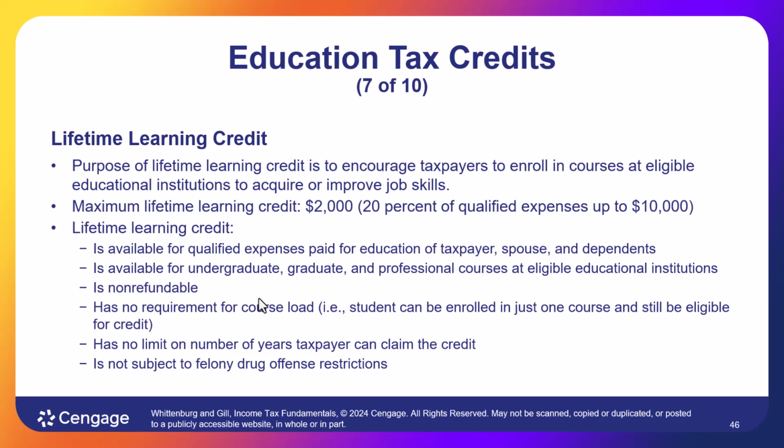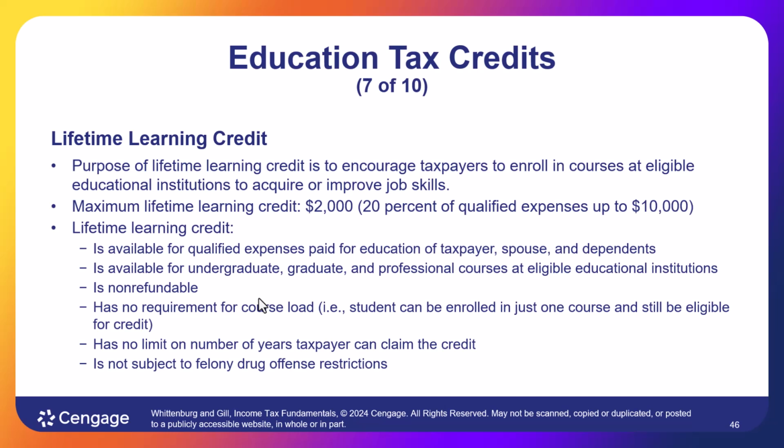This is not refundable. The purpose of the lifetime learning is to encourage taxpayers to enroll in eligible institutions to improve job skills or acquire job skills. The maximum is $2,000, which is 20% of $10,000 in fees. This could go to graduate school. So if you've already finished taking AOTC and you're going to graduate school, you could get the lifetime learning credit.